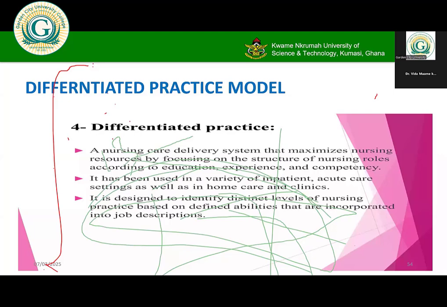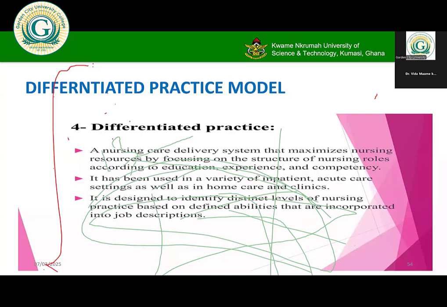So we don't want any nurse who is not competent. We won't use this nurse for a differentiated model. So this one has been used in a variety of inpatient acute care settings as well as what? In home care settings. So it is designed to identify distinct levels of nursing practice based on their defined abilities that are incorporated into job descriptions. So sometimes you look at your educational level, with masters or whatever, then you use this paper.